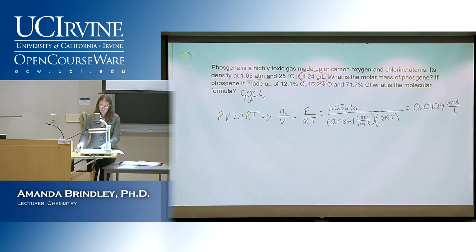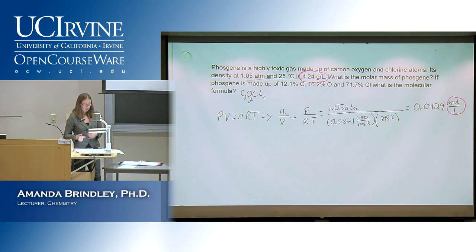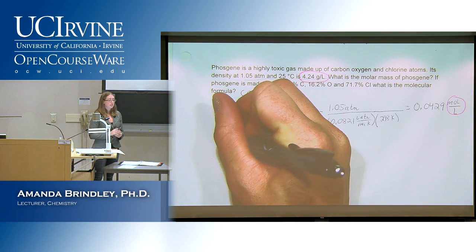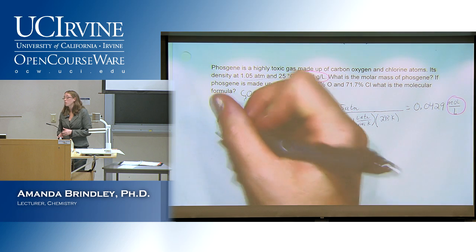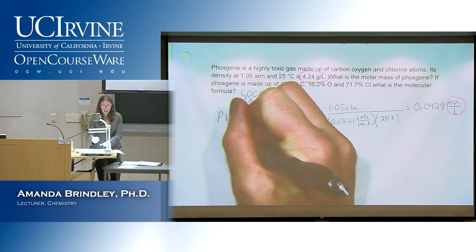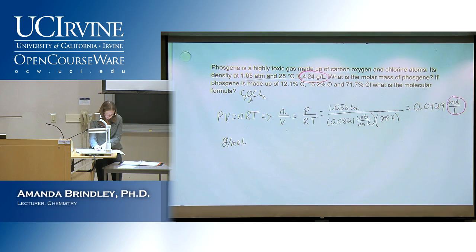Okay. So now we have this that was given. We have grams per liter. And we have this that we found, moles per liter. Now, what is the unit for molecular mass? Because that's what we're trying to find. We need molecular mass to be able to find the molecular formula, right? So if we need the molecular mass, we need to know the units. Molecular mass, right? How many grams are in 1 mole? So the molecular mass unit is grams per mole. So this is what we need. We need to get grams per mole. That's our goal.